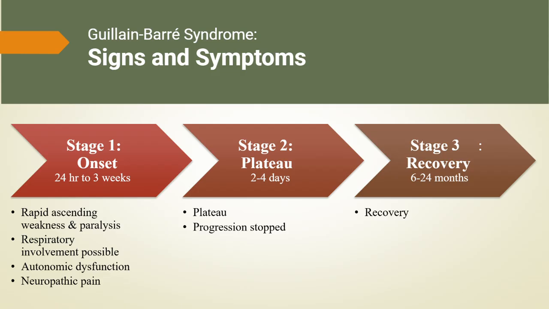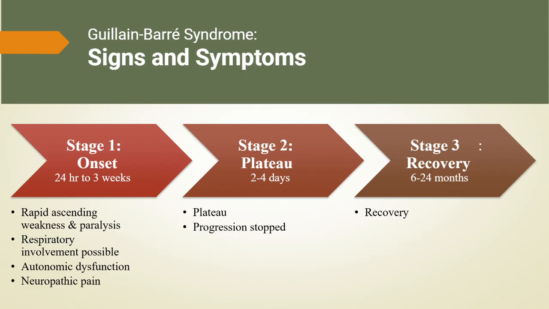Stage 2 is the plateau phase. This stage usually lasts 2 to 14 days. Weakness has reached its peak and symptoms are at their worst, but they are no longer getting worse. Some patients can feel discouraged during this stage because there is no noticeable improvement yet. The degree of paralysis varies widely. Some patients can still move their arms, while others are fully paralyzed except for the eyes. Respiratory status remains a priority, as the plateau stage is when the need for mechanical ventilation is most common.